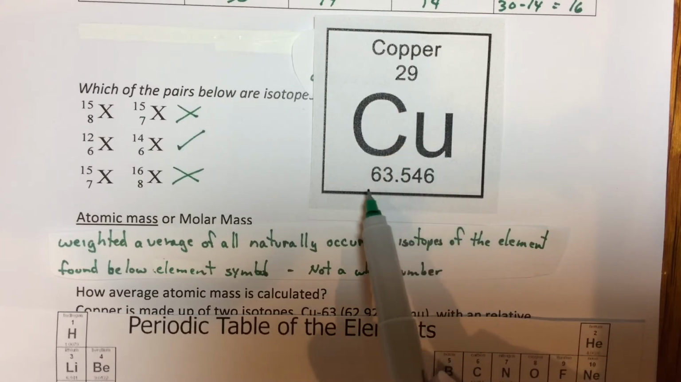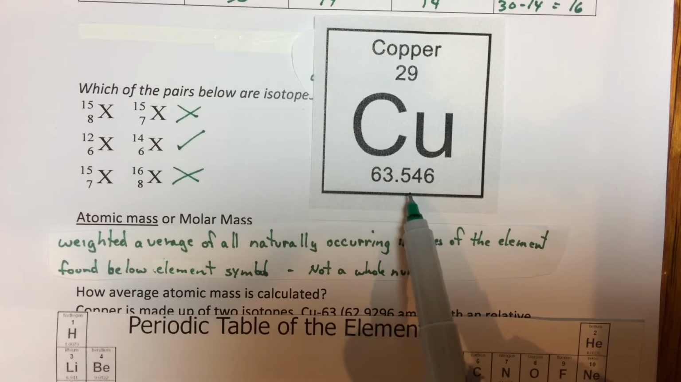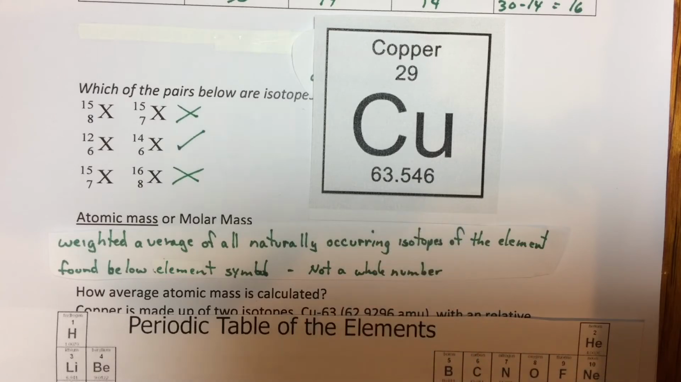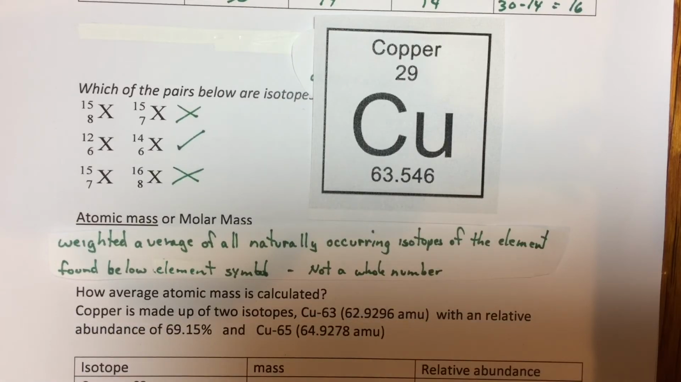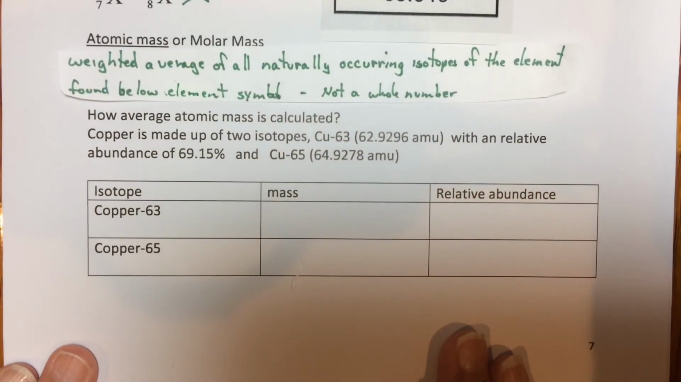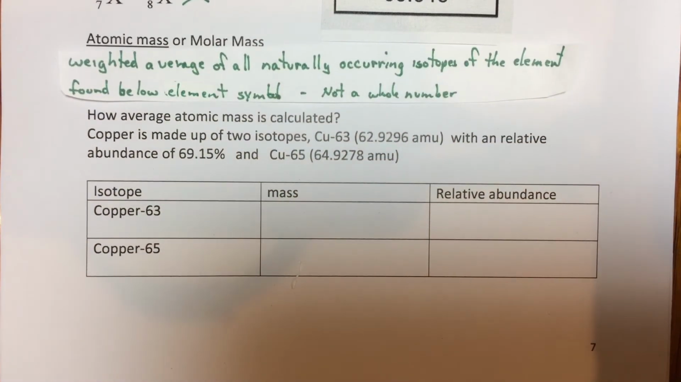Below, we've got this number. It has a decimal point. It's not a whole number, and it's a weighted average of all the different isotopes that are found in nature. Well, how is this number calculated? Copper is made up of two isotopes. It's a copper 63 with a mass of 62.9296 AMU with a relative abundance of 69.15.